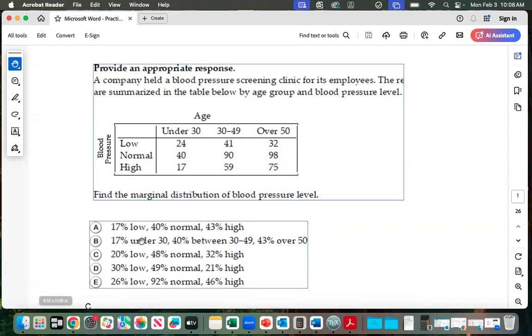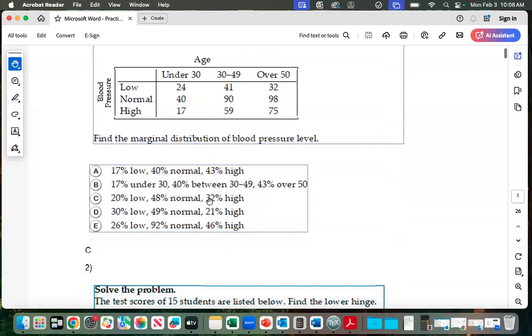B is totally out because these are for age. We are interested in what? Blood pressure. Is that okay? And so we see 20 for low, 48, and then you have to do the last one. If you do the last one, you're going to get 32. So then that is how to compute the marginal distribution of blood pressure level. Is that okay? You can be asked to compute the marginal distribution of age, so you use that idea to also do that. That way I'm going to sum according to the columns.